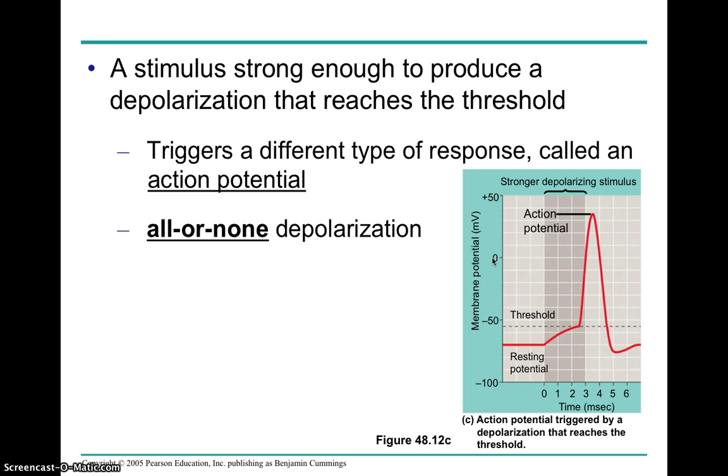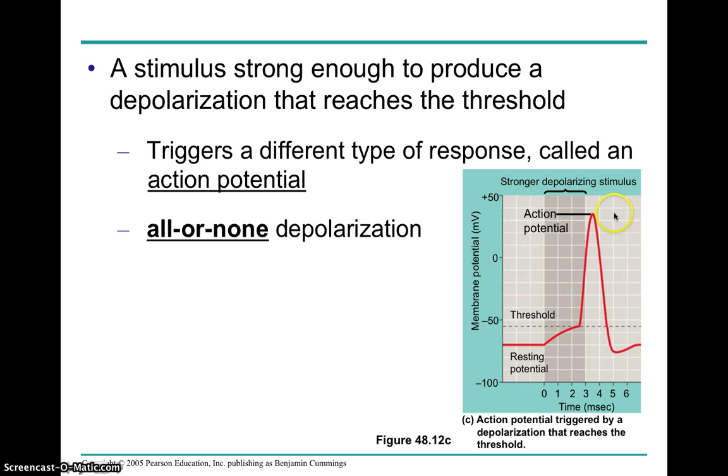So any stimulus that's strong enough to produce a depolarization that reaches threshold, negative 55, is going to produce an action potential. Now, action potentials are all or none. Once it hits this threshold level, there's no turning back. Sodium channel after sodium channel down the length of the axon fire, boom, boom, boom, bringing sodium into the cell. This is why the line is getting more positive, until it reaches about positive 30.